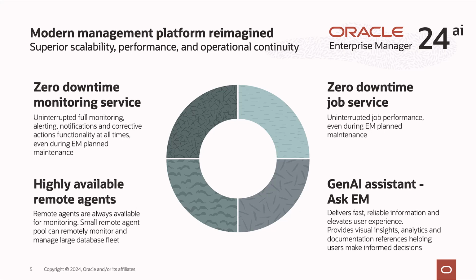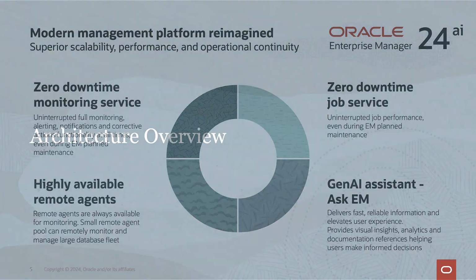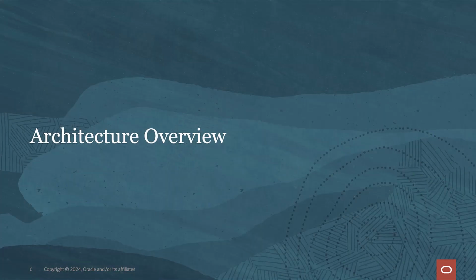Also, in this Enterprise Manager 24 AI release, we are also introducing the new generative AI assistant called Ask EM, where you can interact using natural language to make informed decisions when investigating performance or availability issues. Let's review the architecture.